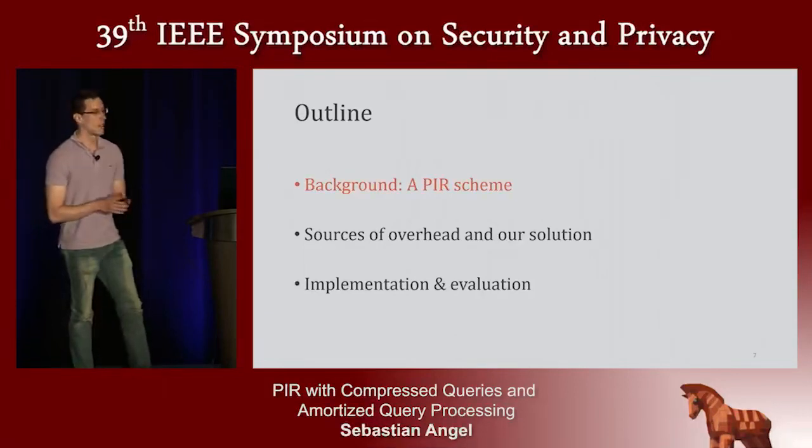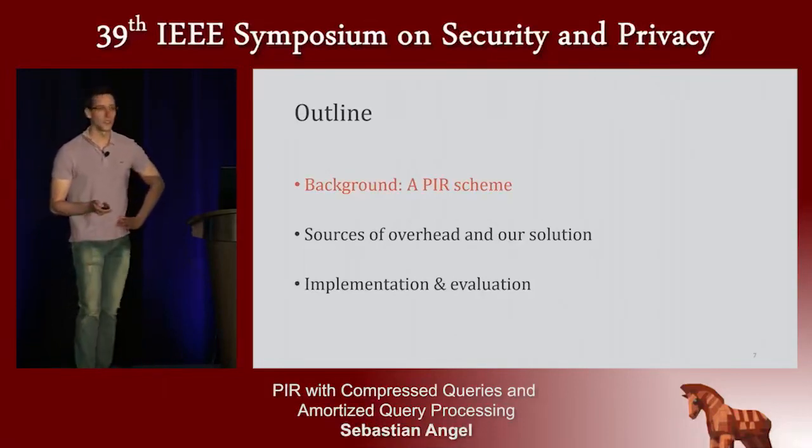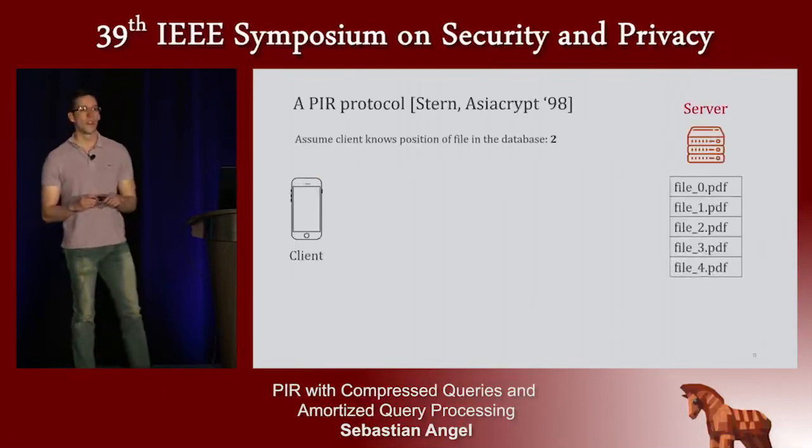So let me talk about the PIR protocol due to Julien Stern, which was proposed in Asiacrypt in 1998. In PIR, there's this underlying assumption that the client knows the exact position in the server's database of the element that will be retrieved. So in this case, the client is interested in file 2. So it knows that the file is at position 2.